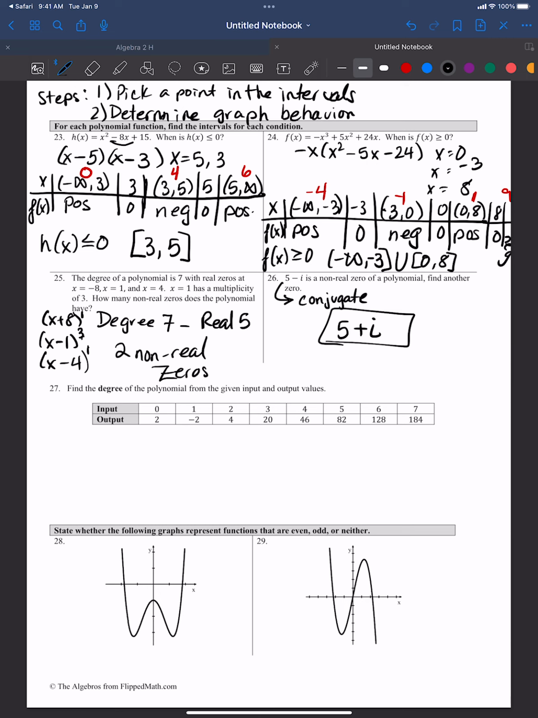All right. And number 27, find the degree of the polynomial from the given input and output values. So this is, once again, successive differences. So to go from 2 to negative 2 is 4. From negative 2 to 4 is 6, 16, 26, 36, 46, and 56. So no constant values there. This is, remember, my first difference. So this would have worked if this was a linear function. But it is clearly not.